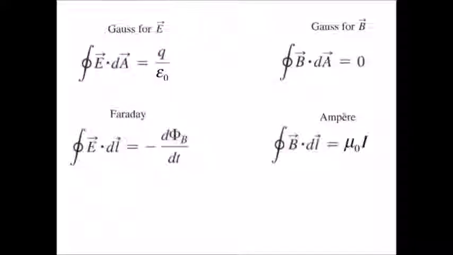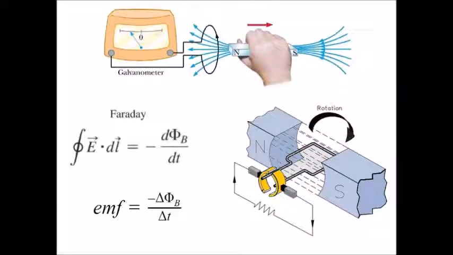Next, Faraday's law. Closed integral E dL, a path integral, equals negative d phi B dt, the change in magnetic flux per time. This law shows how cutting a magnetic field line can induce a current. We already know about magnetic forces, the kind in electric motors. This law gives us electric generators as well.